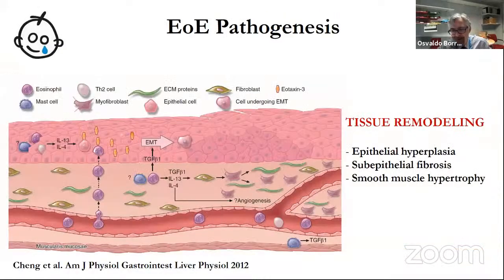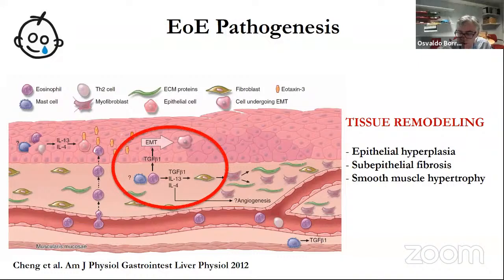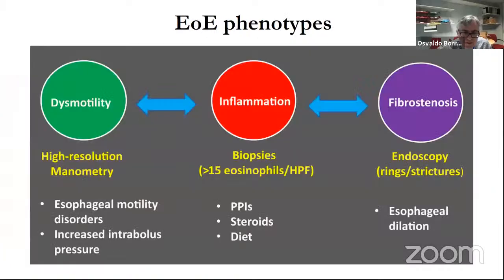What about the tissue remodeling? Tissue remodeling is an important aspect of eosinophilic esophagitis, mainly when it is untreated. We know that one of the main mediators of remodeling, which causes epithelial hyperplasia, fibrosis, and smooth muscle hypertrophy, is TGF-beta1, though IL-13 and IL-4 have also been involved in the pathogenesis of fibrosis.